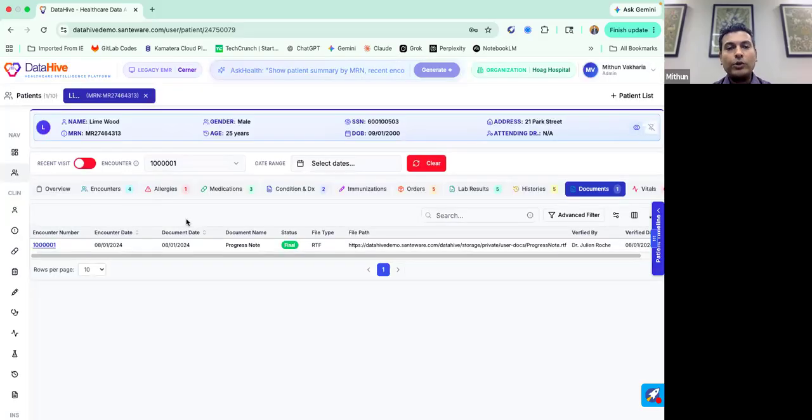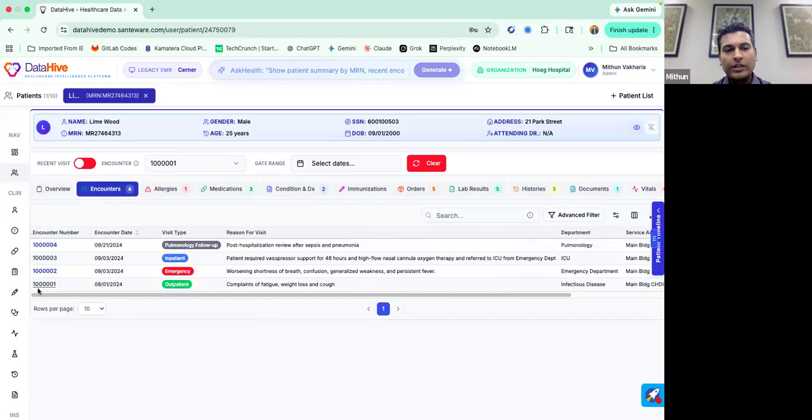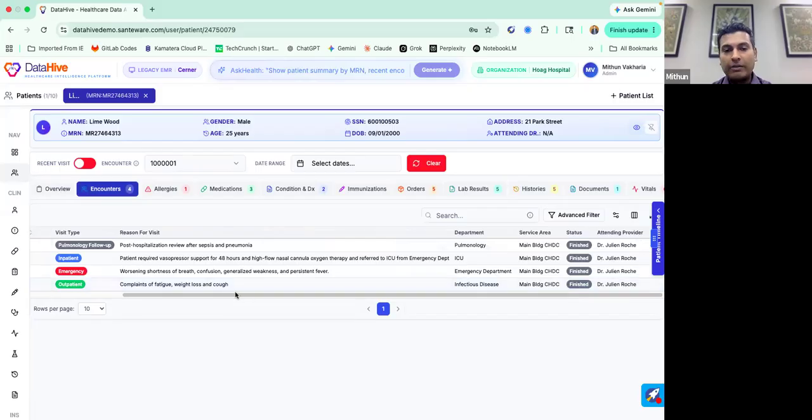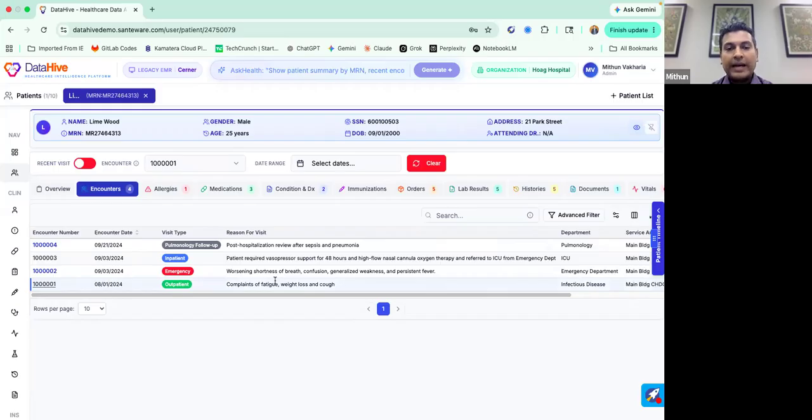Now, just to explain to you the journey of the patient and how to interpret this data, you go to the encounters, and you can see this patient had 4 encounters. The very first time the patient visited was as an outpatient, because he came for an annual health checkup with a complaint of fatigue and weight loss, and met Dr. Julian at the infectious disease department. As soon as it was diagnosed that the patient might have acquired pneumonia and the progress note was written with some recommendations, antibiotics and inhalers, the patient visited again as an emergency patient.